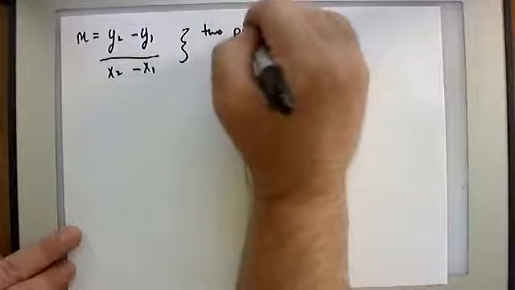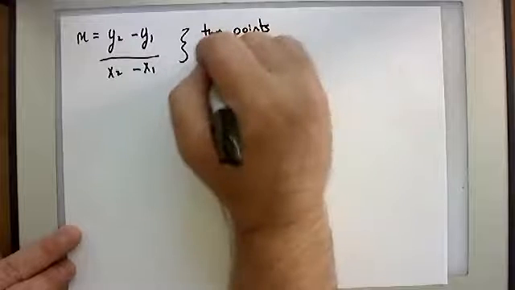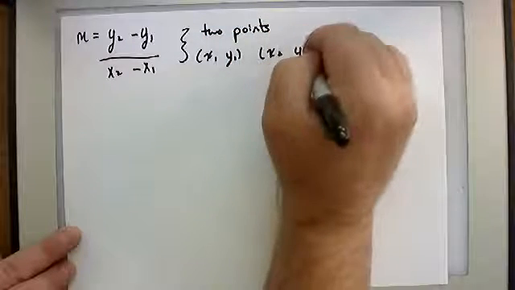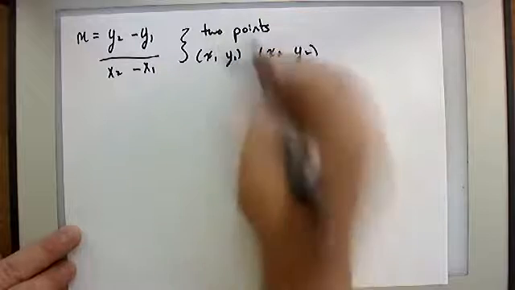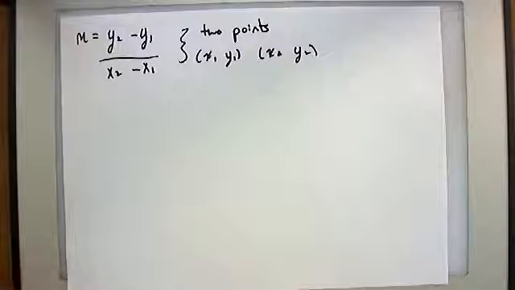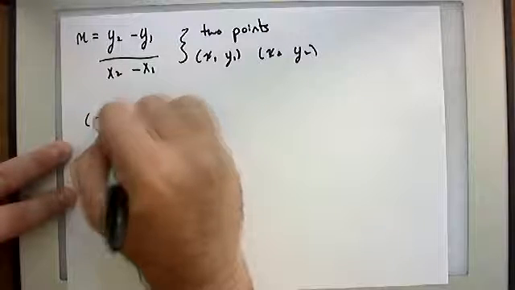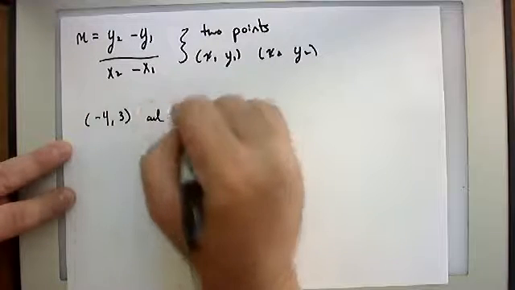Same thing I wrote on the last page. And the 2 points are just generically x1 and y1 and x2 and y2. All right. It's just labels, that's all. So from 2 points, you just follow the formula and there's your slope. So let's say we said find the slope between these 2 points. -4, 3 and -5, 7.